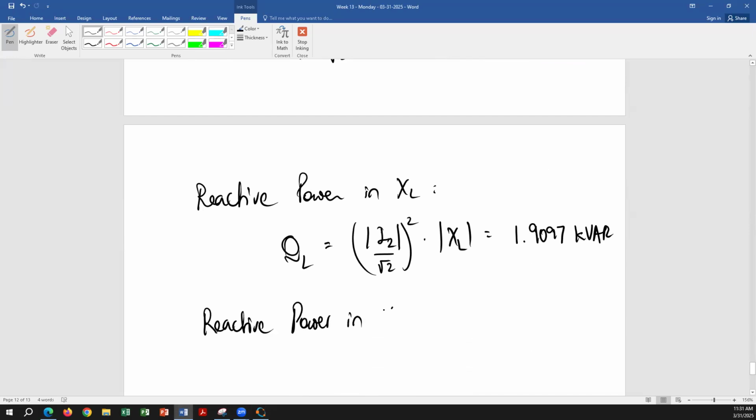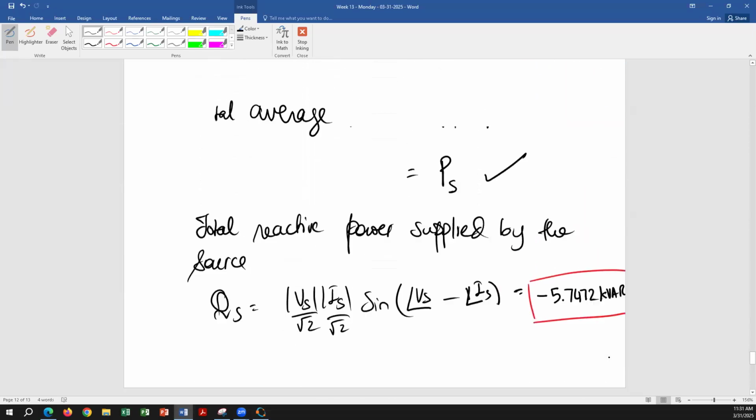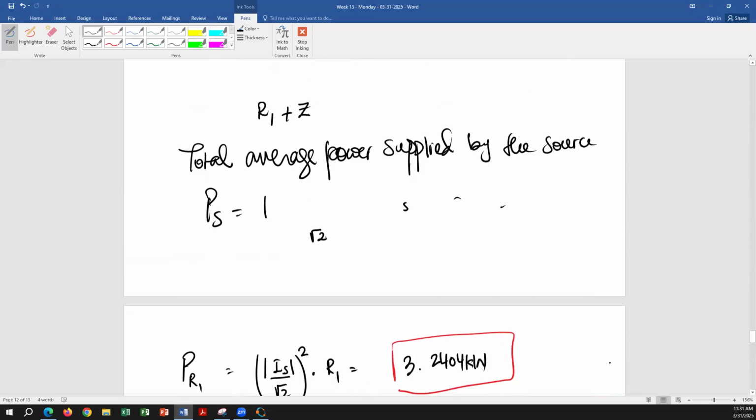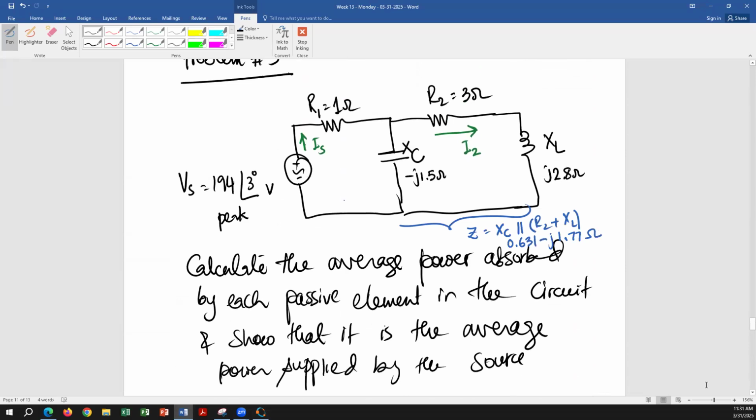And now reactive power in XC. Okay, now who is going to tell me again? Let's go back to the circuit. Who's going to tell me how to find the reactive power in XC? Say it again. Okay, so find the current passing through XC, which is Is minus I2, and then apply the same formula. Excellent.